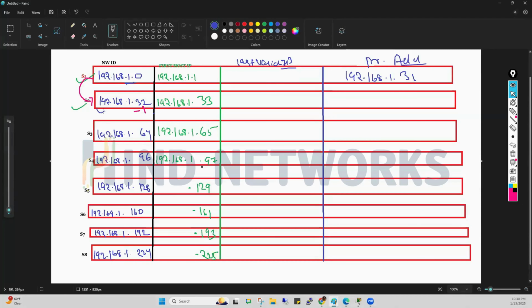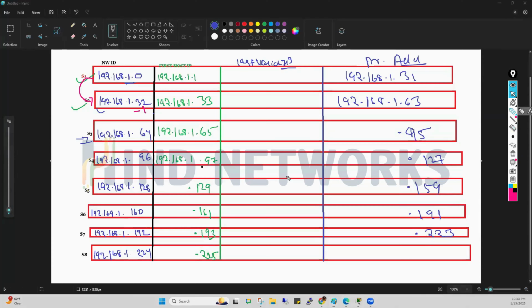Now, for this network, what is the broadcast ID? You just need to subtract 1 from the next network. So the value will be 192.168.1.63. For the next network, 96 minus 1, the value will be 95. Here 128 minus 1, the value will be 127. Here 160 minus 1, the value will be 159. Yes or no? And 192 minus 1, the value will be 191 here. And for 224, the value will be 223.